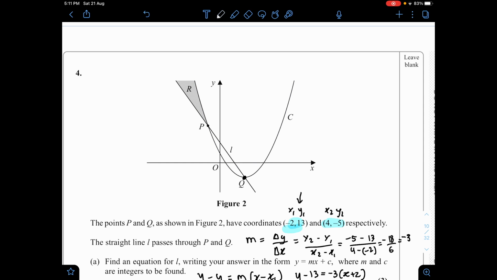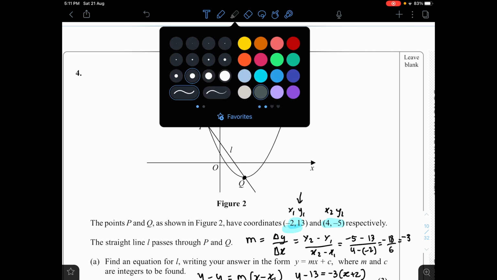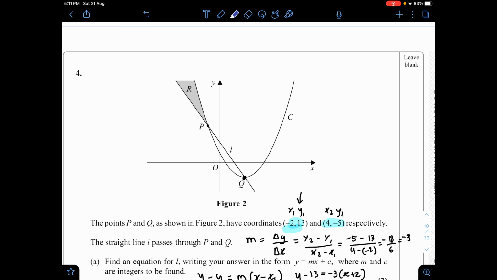So what we can do is shade the part we don't want. We want everything that's above this line, so because we want it above this line, we can write y is above the line, so that's y greater than minus 3x plus 7. That's this line. So that's one of our equations that we need to write.